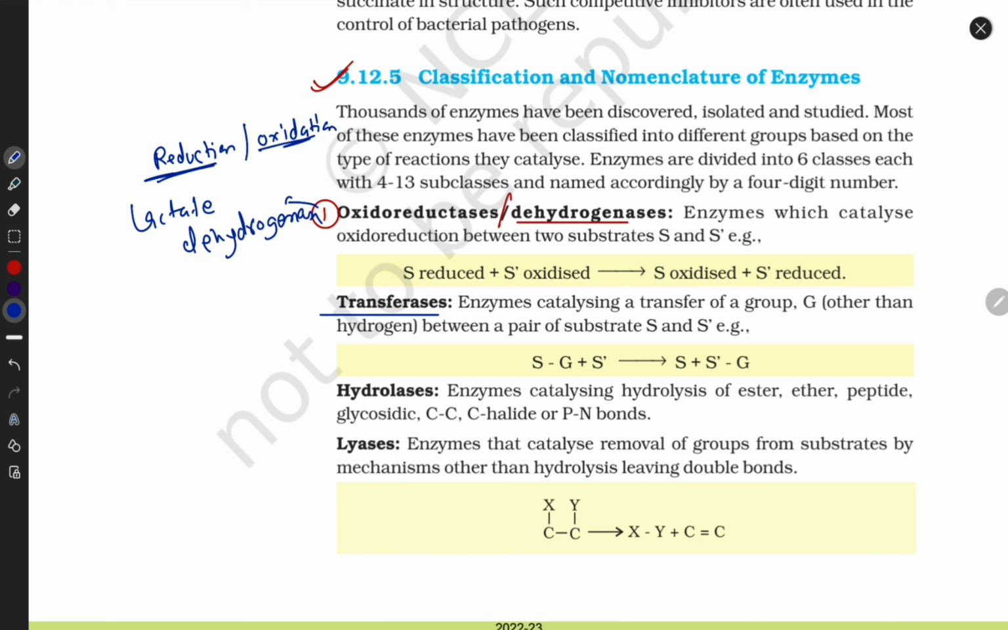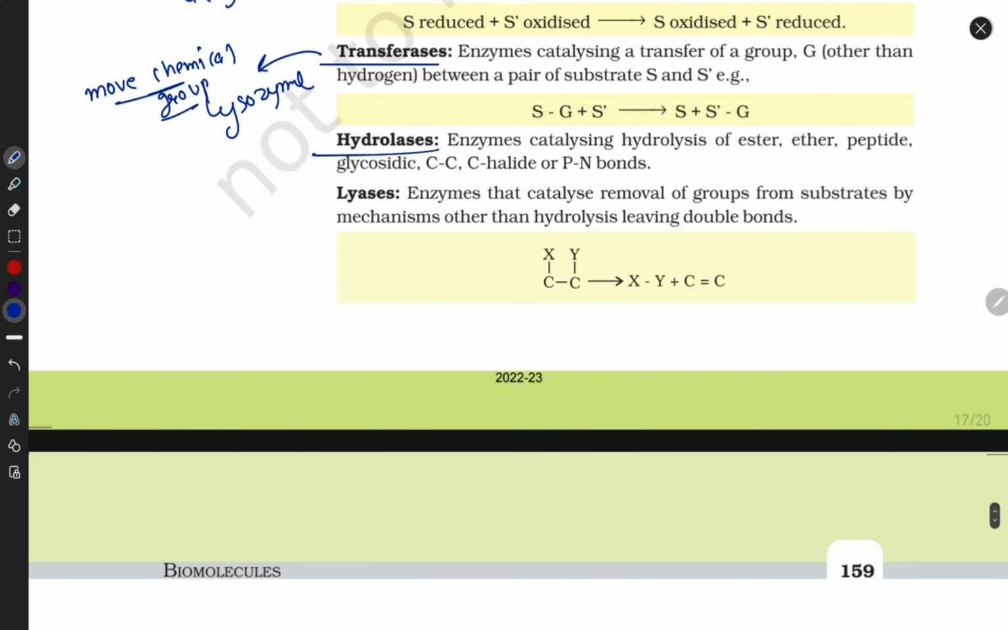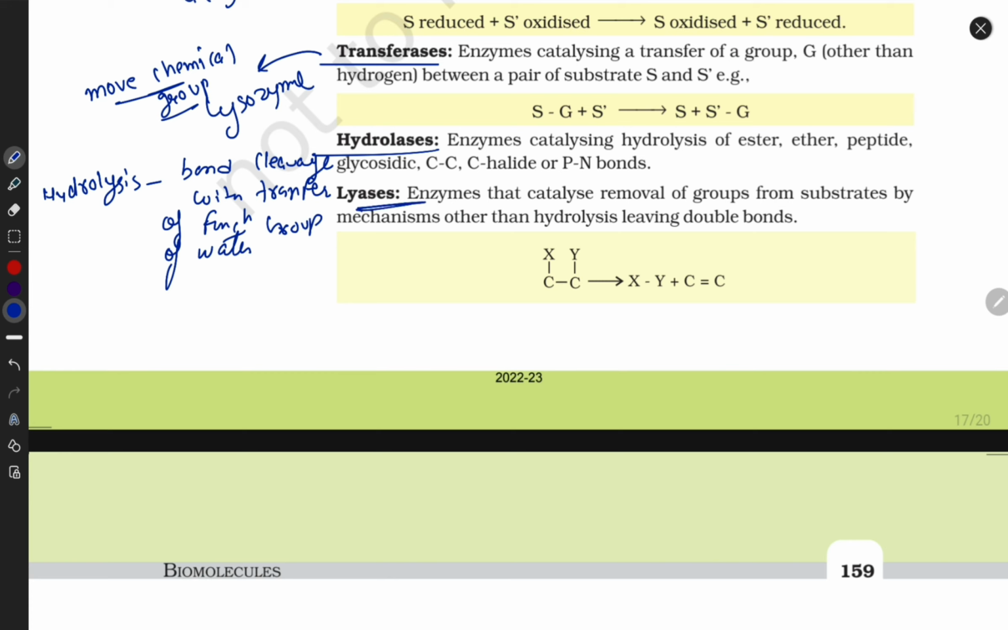Now, transferase. What do they do? They move a chemical group from one place to another, like lysozyme. They transfer one group to another group. Now next is hydrolase. What is the meaning of hydrolysis, guys? It means there is some breakage of bond. I'm writing here: bond cleavage with transfer of functional group of water.